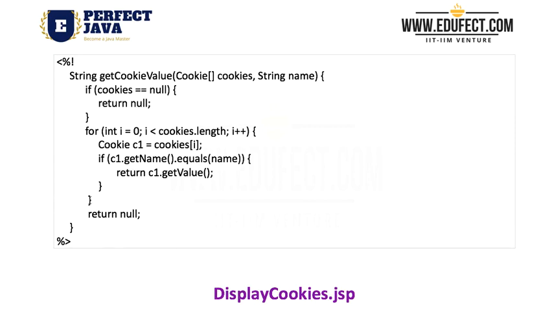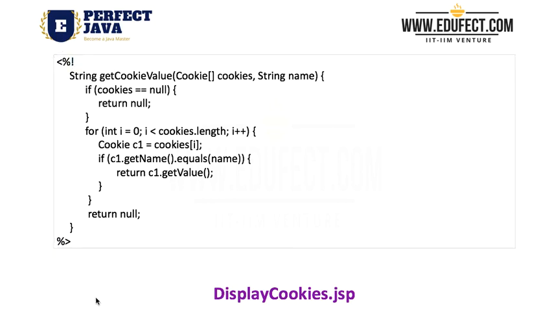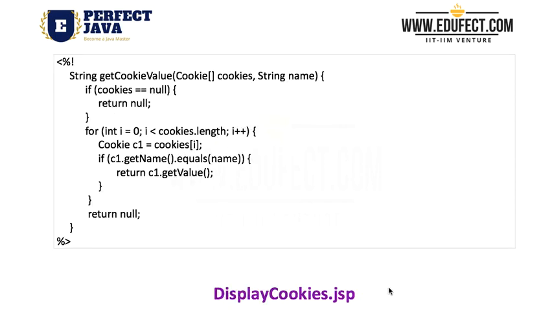The first thing we are doing is defining a function to get our cookie value. This is exactly the same function we had defined earlier. So getCookieValue, it's the same code, and remember the tag here where we put the exclamation mark because we're defining a function or a method here, and we will put that in display cookies. We did not put it in get cookie values underscore 1.jsp because we never accessed any cookie value there. We are putting it in display cookies.jsp, and like we did in the first JSP page, we will just put it at the bottom of the JSP code.